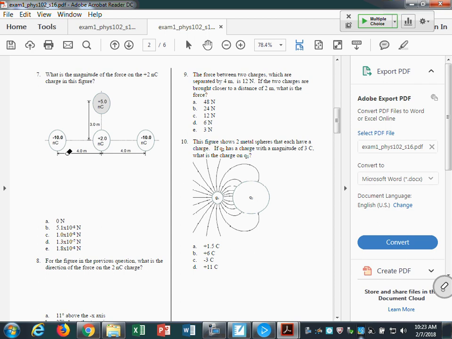So really all you have to worry about is the 5 nanocoulomb charge. And so that force is going to be K times 2 times 10 to the minus 9 times 5 times 10 to the minus 9 divided by 3 squared. I think the answer is C there. Yeah, C is the answer.